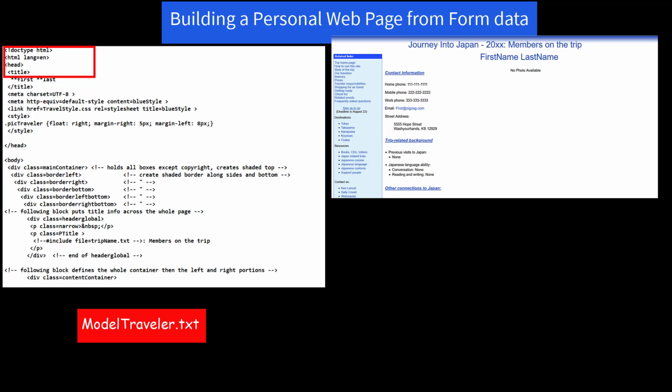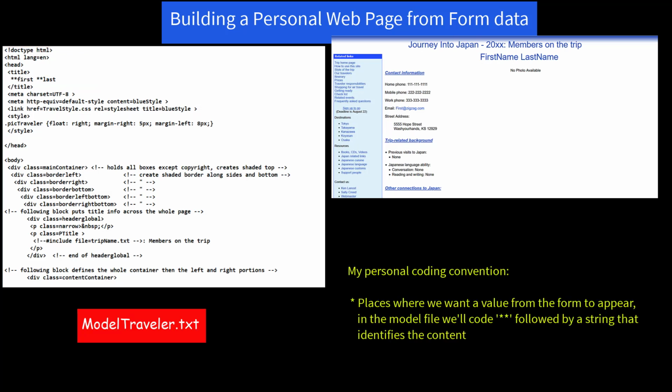And here's where I introduce my personal coding convention, which works well for me. Places where we want a value from the form to appear, in the model file, we'll code *** followed by a string that identifies the content. For example, in our case here, I'll add a line, *** first space *** last.